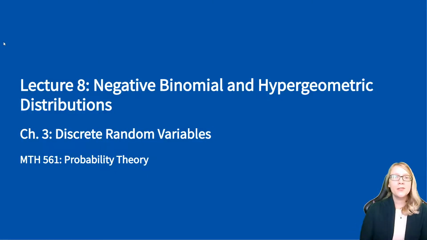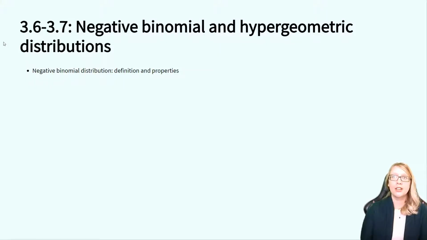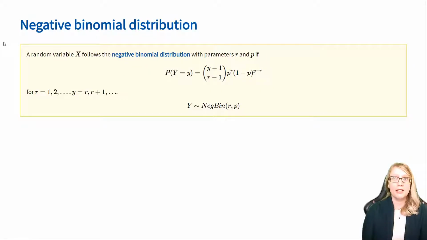Welcome back. In this video, we'll introduce two more discrete distributions, the negative binomial distribution and the hypergeometric. We'll start by introducing the negative binomial distribution, its definition, and some properties. We will also introduce the hypergeometric distribution, talk a little bit about how it's different from the previous discrete distributions. And then finally, we'll look at how to find probabilities related to both. So let's jump right in.